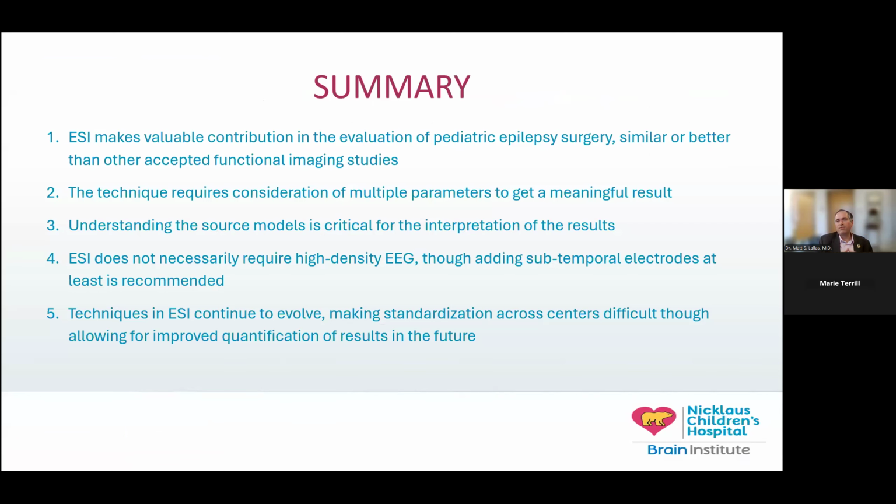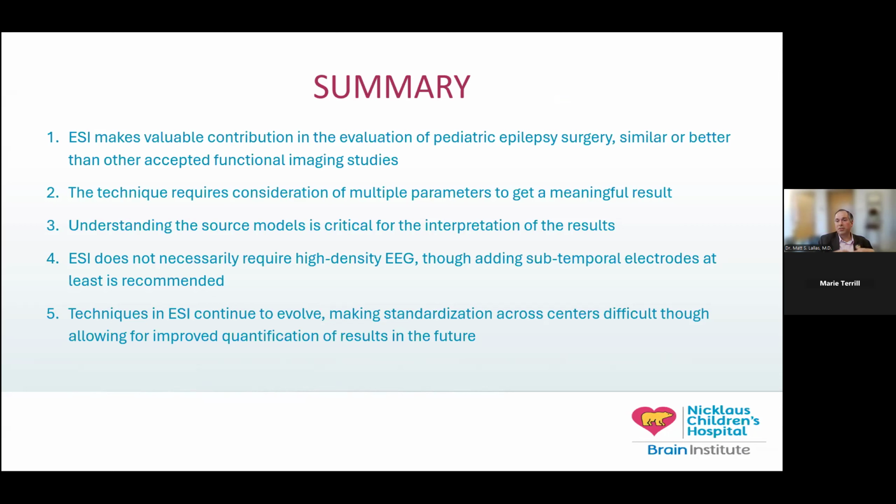So ESI makes valuable contributions in the evaluation of pediatric epilepsy surgery, similar or better than other accepted functional imaging studies. It requires so much consideration of other parameters, but when you are doing it, you can figure all that out to try and get a meaningful result. You just have to be careful not to have too much of a confirmation bias and only be looking for results that you expect. You might get other results because maybe there's actually some data that you're adding from the discordance so that you need new electrodes, or maybe there's just a problem with the model.